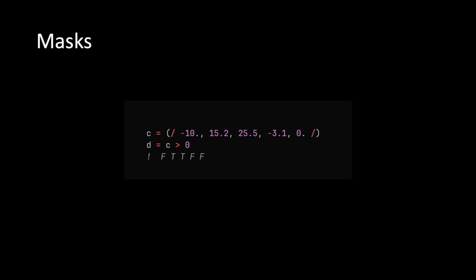Masks are also really foundational to Fortran, as we saw in the last example. Here we use a comparison operator with an array to get a mask for the entire array. So now D is an array of the same rank and shape as C, except it's true where the elements of C are greater than 0 and false otherwise.